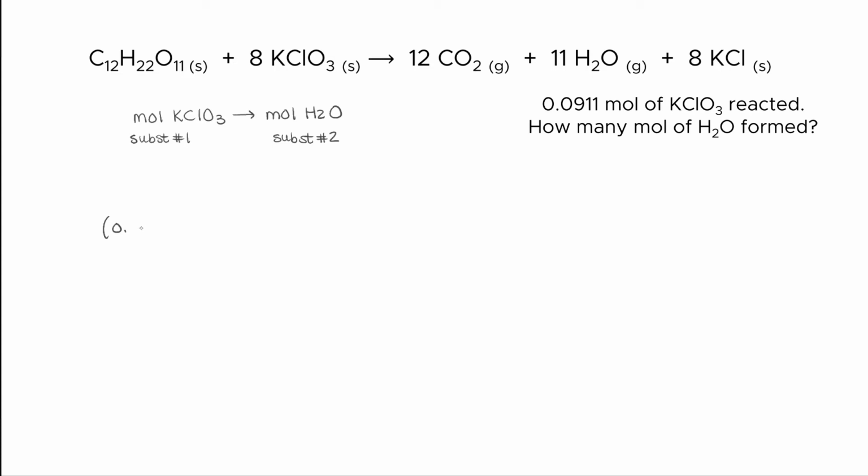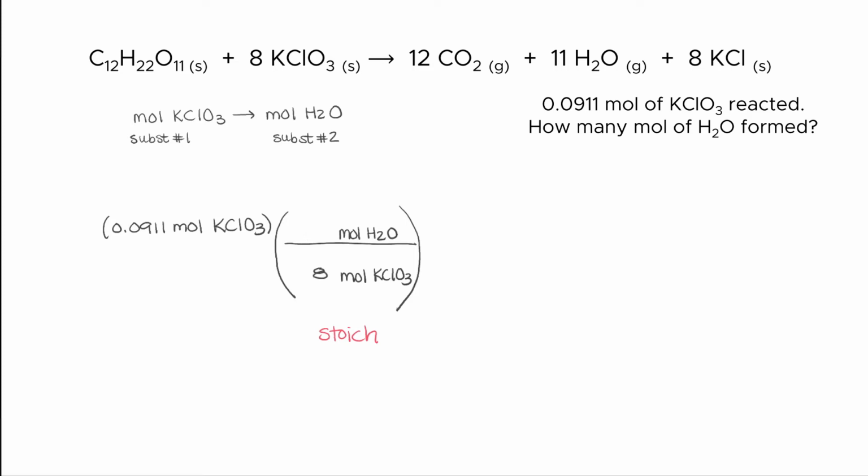So we start with what we're given, 0.0911 moles of KClO3. Now, because mole of KClO3 is in the numerator, we'll need moles of KClO3 in the denominator of our stoich conversion factor. This means that moles of water will be in the numerator. We pull the numbers from the balanced equation, so we have 8 moles of KClO3 and 11 moles of water.